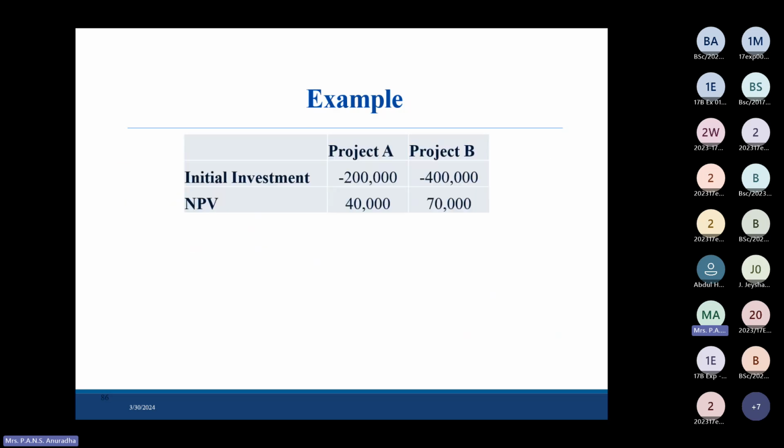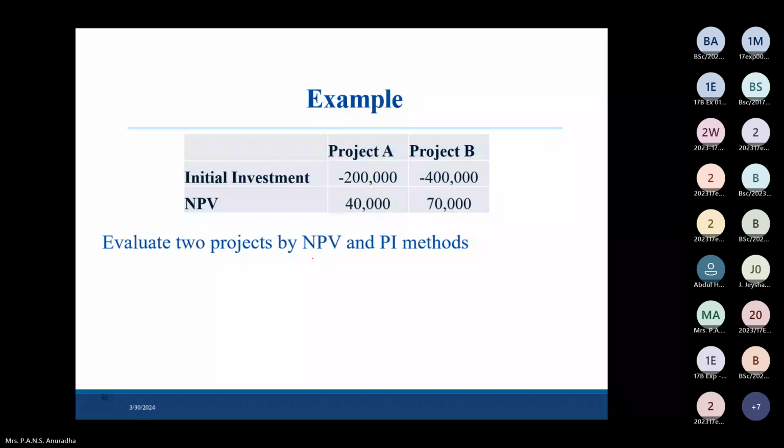So let's look at this example. Two projects are there, A and B. Initial cost is 200,000 and 400,000. NPV is given as 40,000 and 70,000. So evaluate these two projects using NPV and PI index. According to the NPV, which project may you recommend? You may accept project B because of the higher NPV. So now calculate the PI index for these two projects.